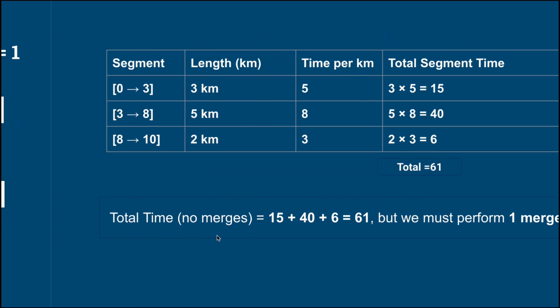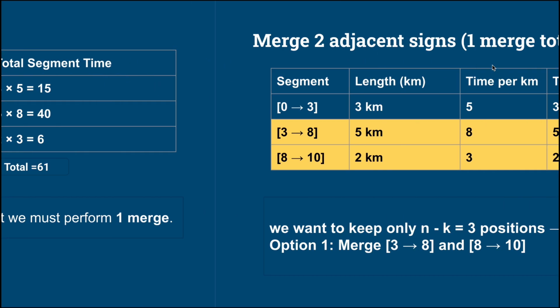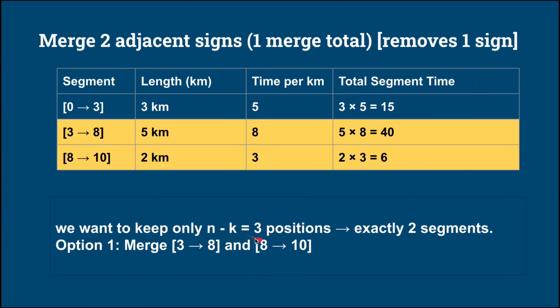As you can see here, n is given as 4, right? And k is given as 1. So n minus k is the thing that we require. 4 minus 1 is 3, so only n minus k positions we require. So exactly 2 segments we need. What we will do is merge 3 to 8 and 8 to 10. These 2 segments will be merged, right?